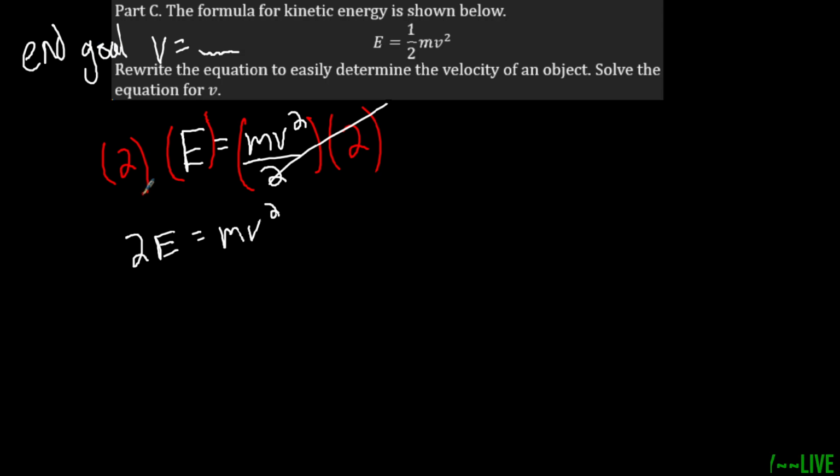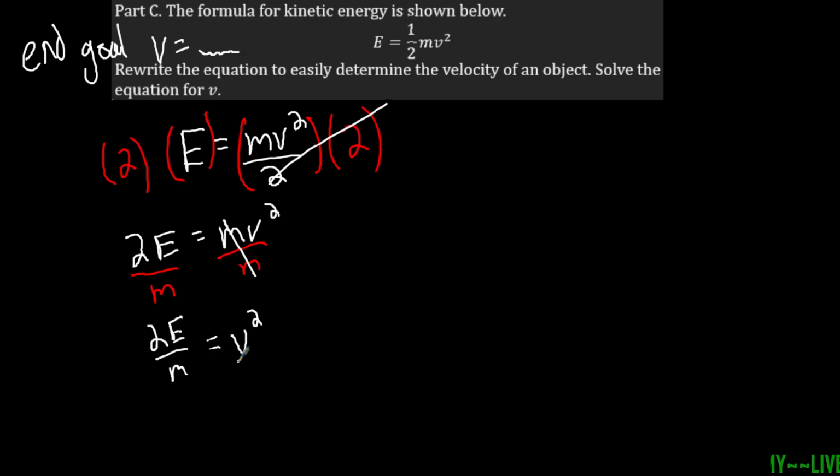Again, I don't know any of these values, but that's okay. We're just trying to rearrange this equation. So the next step is to divide both sides by m. On the right side, it cancels out. On the left side, it stays the same. So I have 2E divided by m equals v squared.